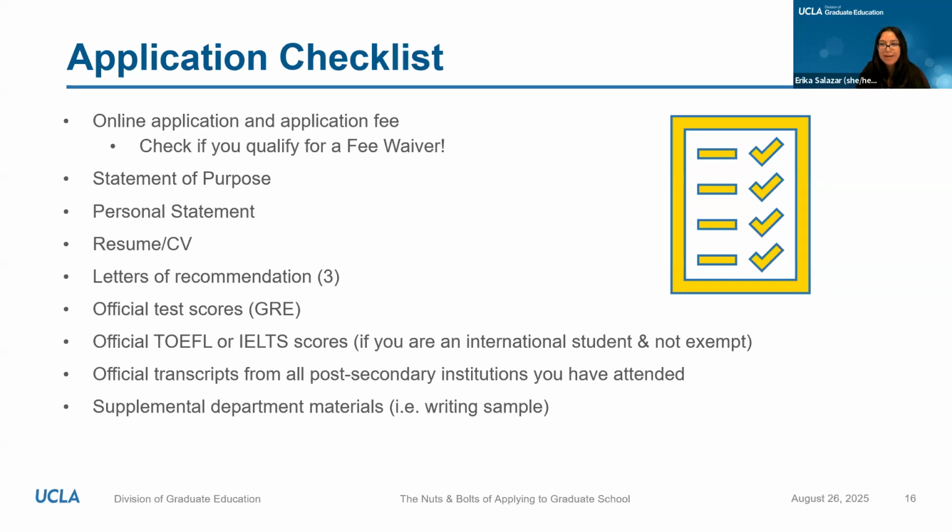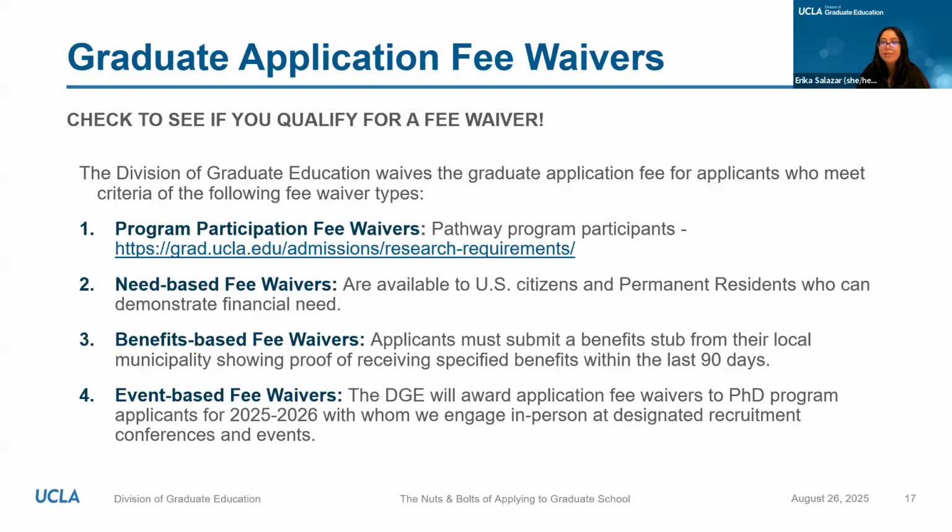I talked a little about the online application requiring an application fee. There are many ways that you can go about potentially getting a graduate application fee waiver. These are the ways that you can qualify for one for UCLA graduate programs. The Division of Graduate Education waives the graduate application fee for applicants who meet the following criteria. So one, we have our program participation fee waivers. We do have specific pathway program participants that are eligible for a fee waiver. You are welcome to check this website for more information to see which pathway programs are available for this fee waiver.